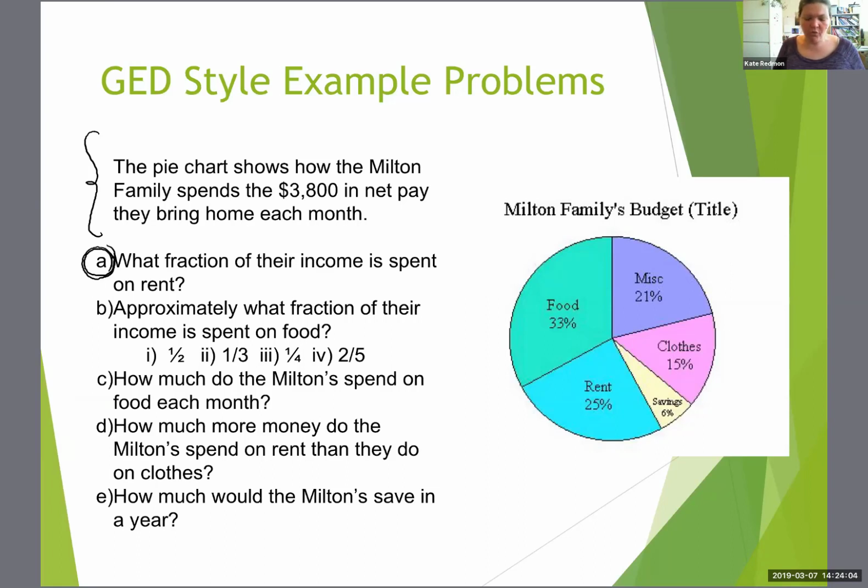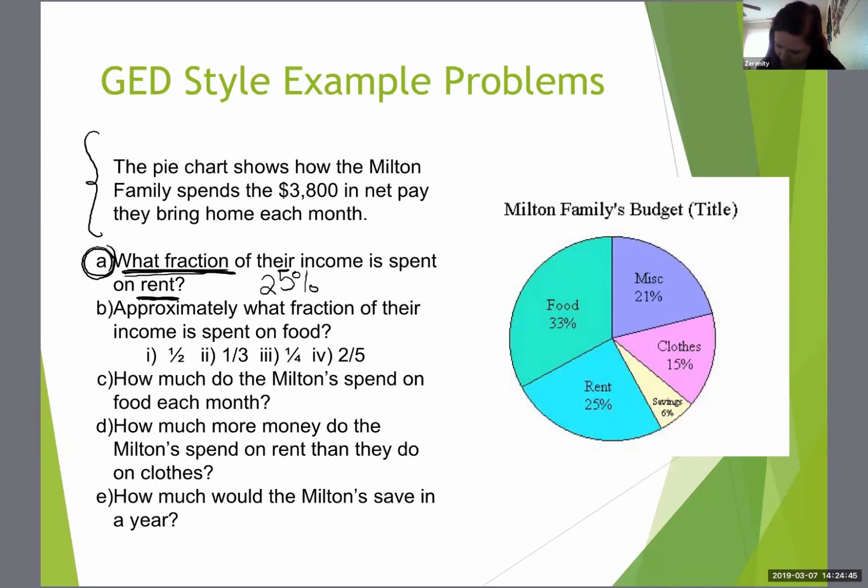A says, what fraction of their income is spent on rent. What are they asking me for? They're asking for a fraction. They want me to make a fraction. And right now, what do I know about rent? That it is 25% of their income. Exactly. I know the rent in terms of percent of income, and they want the rent in terms of fraction of income. They didn't say it specifically, but they're asking me to convert a percent to a fraction.